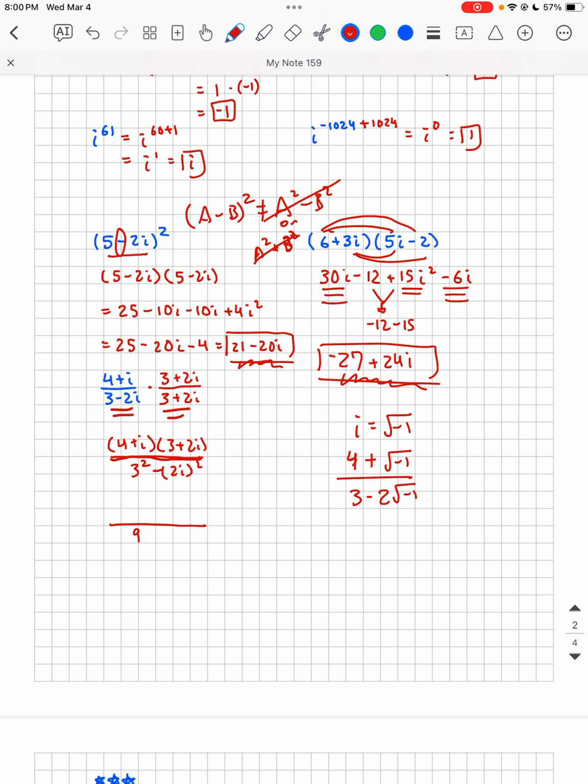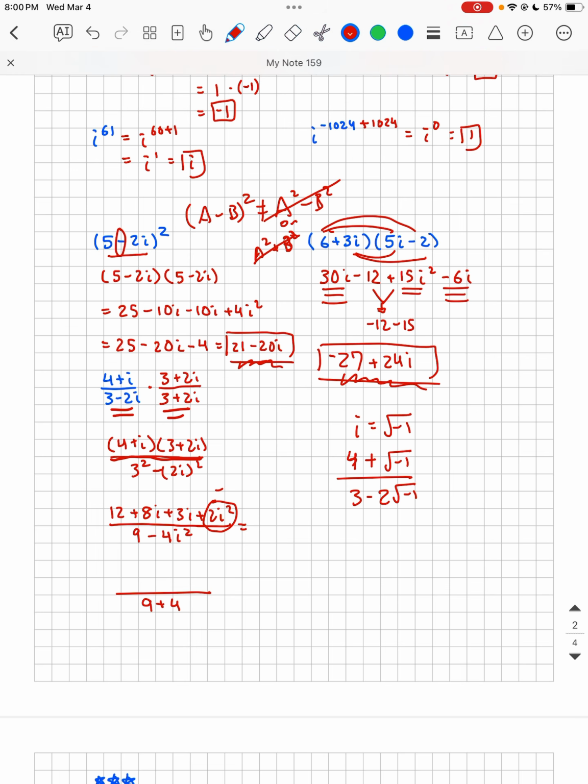Let's see. Bottom, that is going to say 9, and then minus 4i squared. The top part, when we multiply that out, is equal to 12, and then plus 8i plus 3i, and then finally plus 2i squared. And once again, we'll take care of the i squared part first. The i squared will make it negative. So that means I have 9 plus 4 on the bottom.